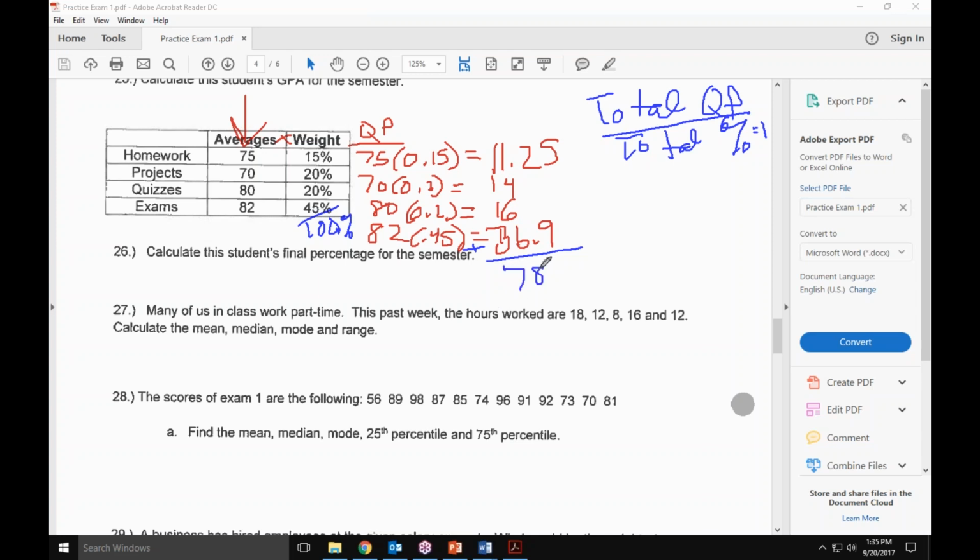$78.15. So that would be the student's final percentage for the semester. Right? So for any kind of weighted average, you've got to have that third column that you multiply to find it, and go from there. You're welcome.